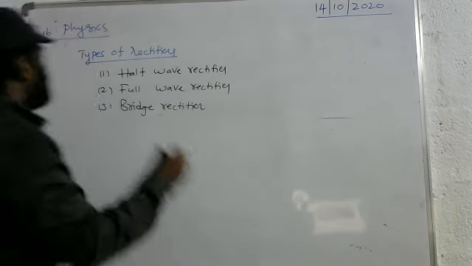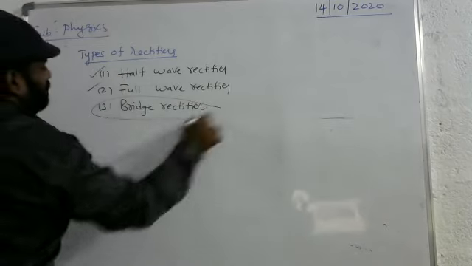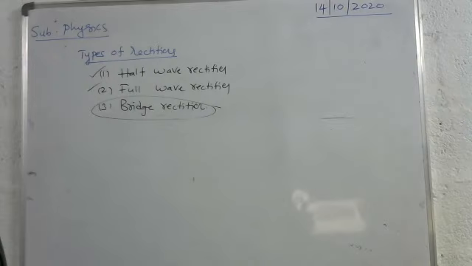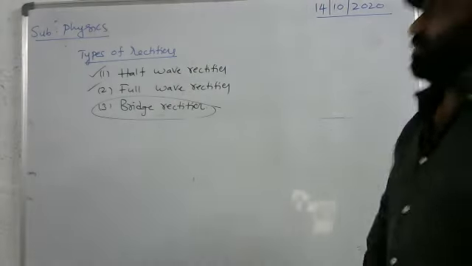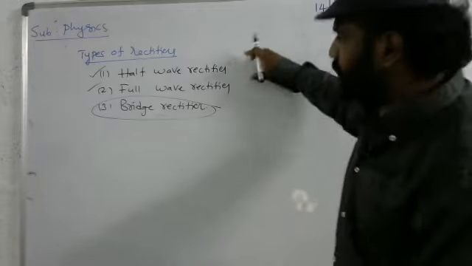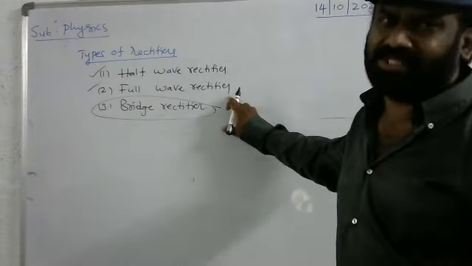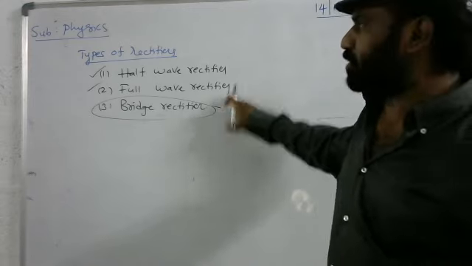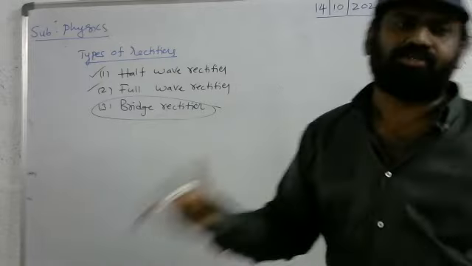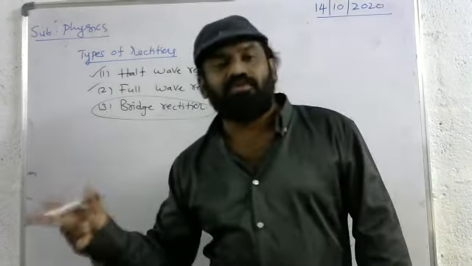In this intermediate level, we learn only these two. The bridge rectifier is also there, but it is not in our syllabus. It is an engineering syllabus. So in our IP level, we have only two types of rectifiers: half wave rectifier and full wave rectifier.